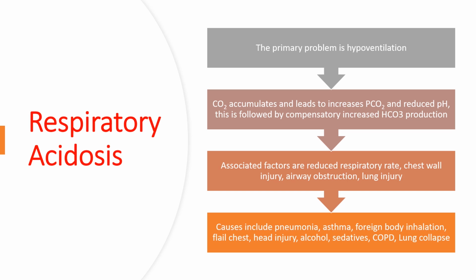Usual findings in respiratory acidosis include reduced respiratory rate, either due to a chest wall injury or if there is an airway obstruction or any kind of lung injury. And causes include pneumonia, asthma, foreign body inhalation, flail chest, and some of the other items I listed below.